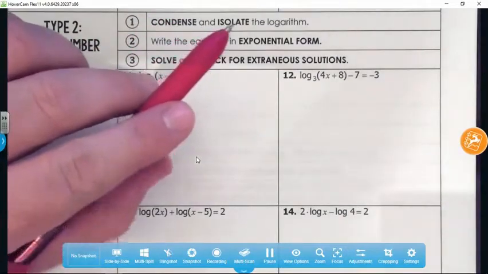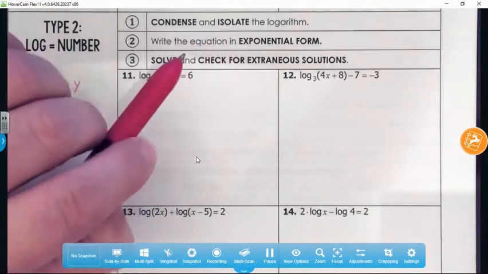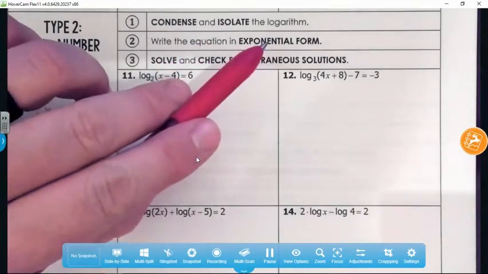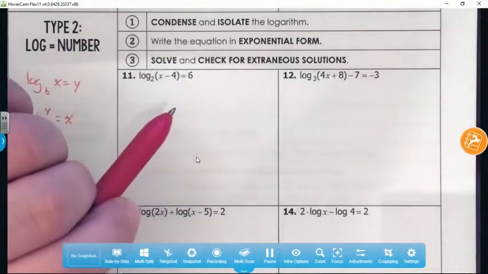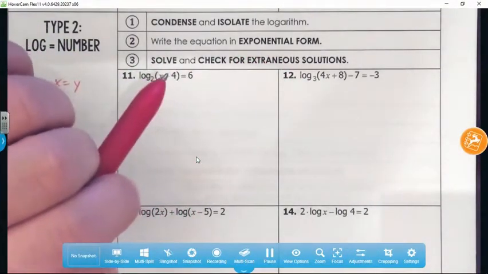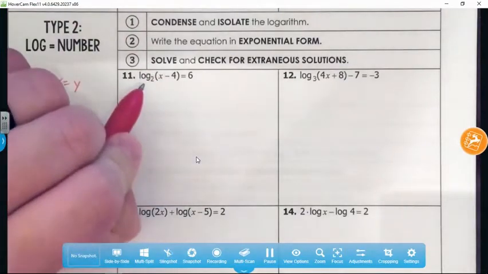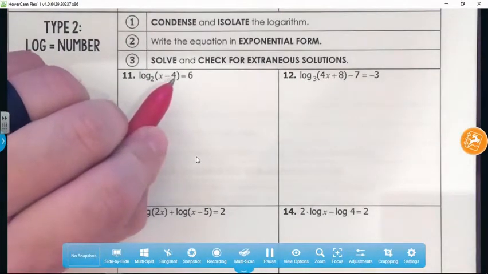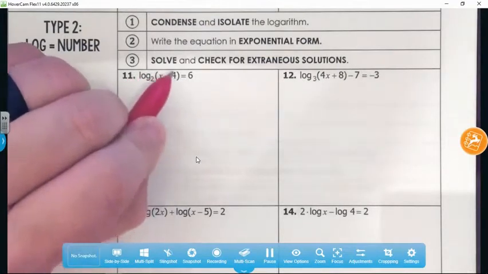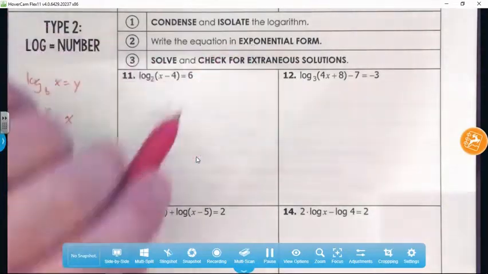Condense and isolate the logarithm. So right here, we're really working on isolating the logarithm. We're going to write the equation in exponential form, solve, and check for extraneous solutions, remembering that the product of a log cannot be a negative number. So here, log base 2 of x minus 4 is equal to 6. The logarithm is isolated, so now we need to write it in exponential form.